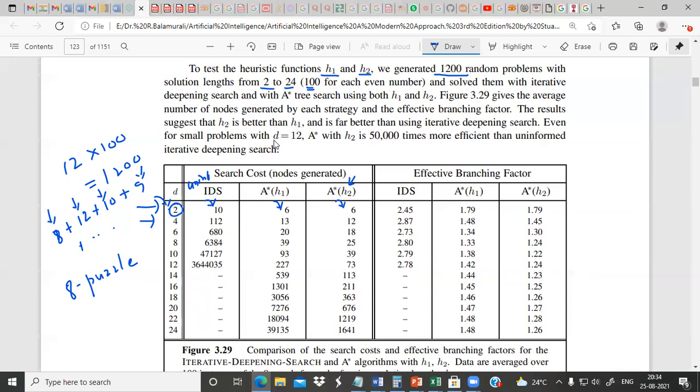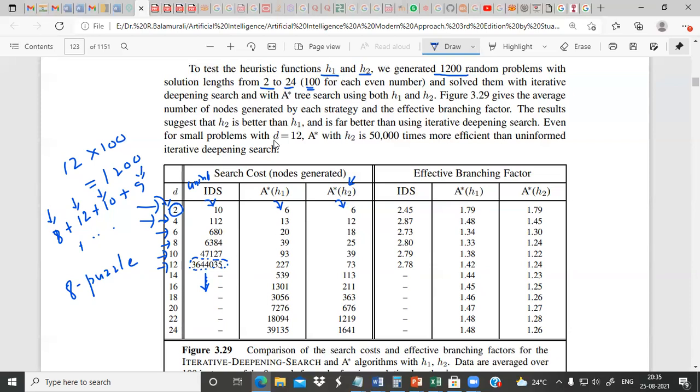But you see, as the depth increases, when the depth becomes 4, 6, 8, 10, 12, it is generating this many nodes, and its memory requirement will increase exponentially. Beyond this, we are unable to use IDS, iterative deepening depth first search, because it is generating more nodes and going beyond the memory requirement. But when you see A-star with H1, it is gradually increasing.